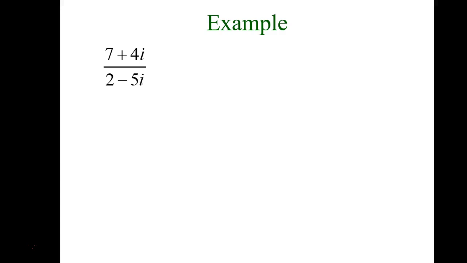So the way we're going to handle this is we're going to multiply the numerator and the denominator by the complex conjugate of the denominator. So think about what the complex conjugate of 2 minus 5i would be. And that is 2 plus 5i. So we're going to multiply 2 plus 5i on the top and the bottom. We can do that because it's really like multiplying by 1, the same thing on the top and bottom.